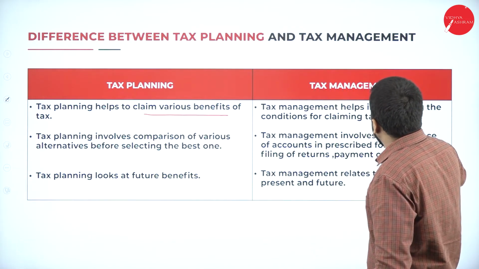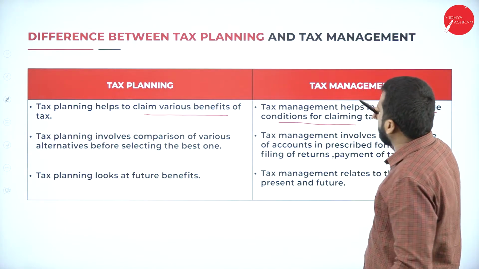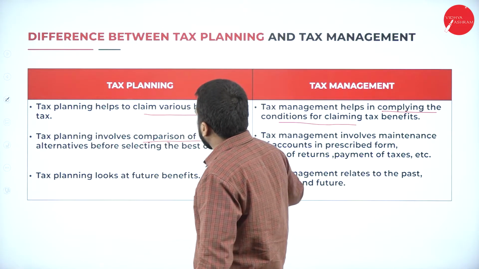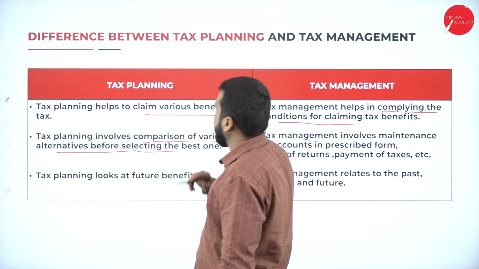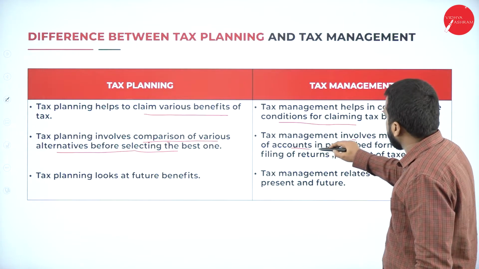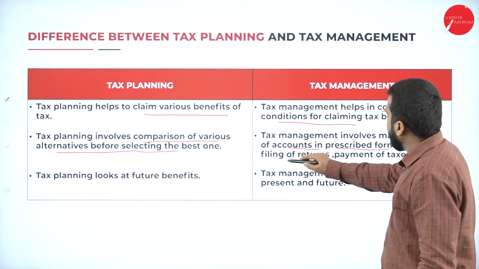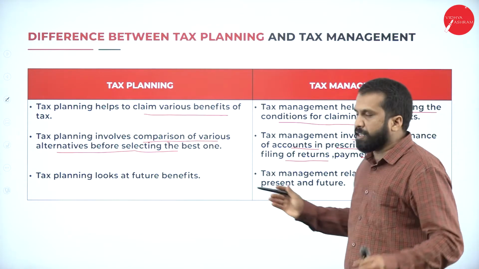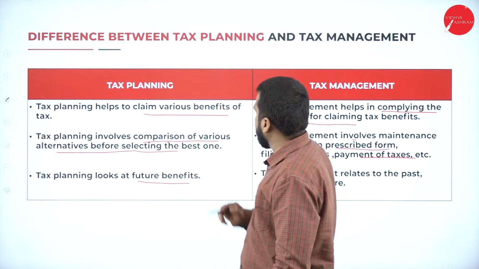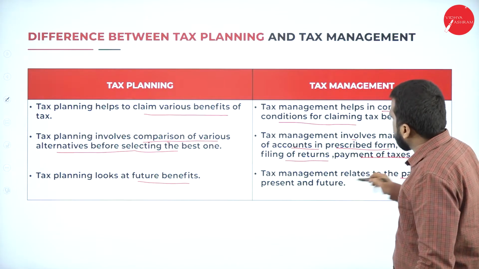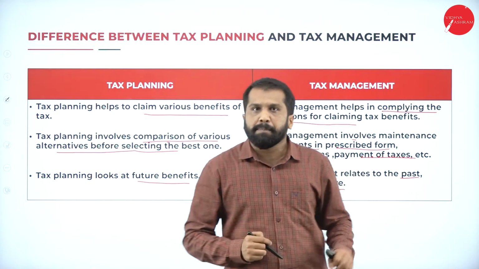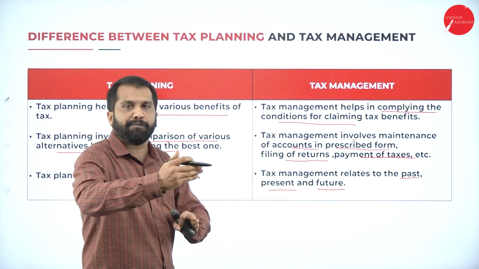Now, tax management helps in complying with the conditions of claiming tax. Then, tax planning involves comparison of various alternatives before selecting the best one. But management involves maintenance of accounts, prescribed forms, filing of returns, payment of tax, everything included in tax management. Now, tax planning looks at future benefit. Tax management relates to past, present and future. Tax planning is only for the future, but management is past, present, future.